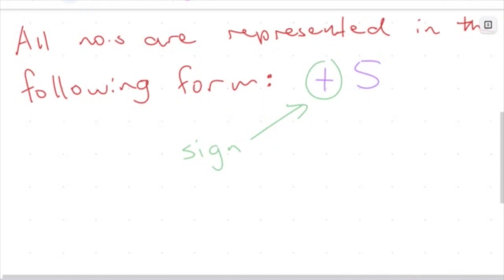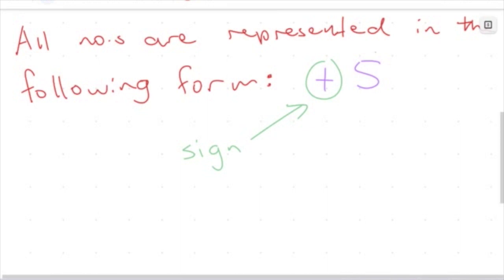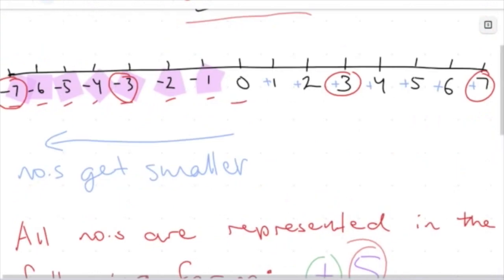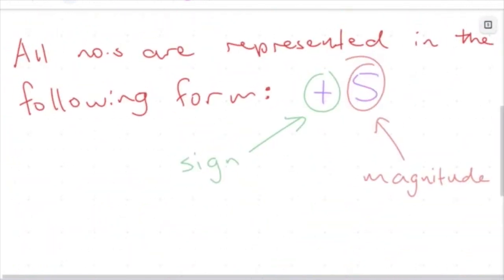And this number, well, the actual number itself is the magnitude. So that's that big word I used earlier. The magnitude just means how big or small it is. If I look at the number 5, the magnitude just tells us how far along the number line it is in the positive direction, or vice versa, going the other way.